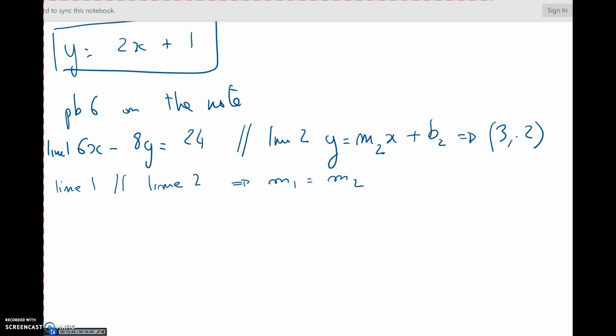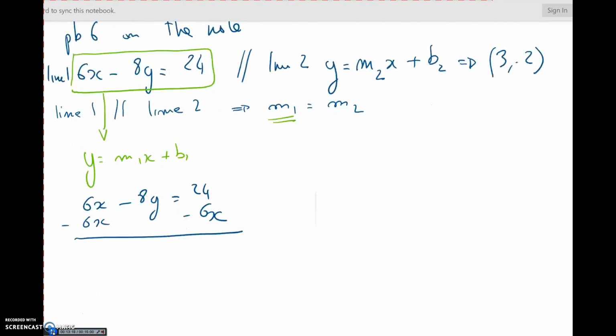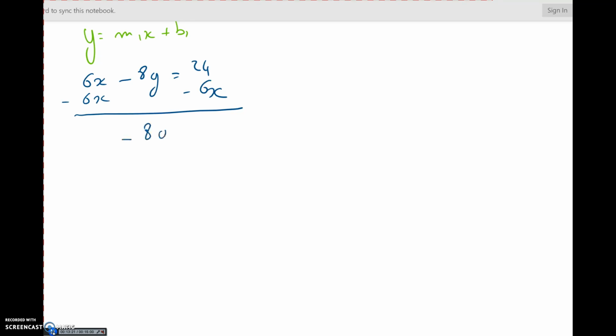How to find the slope number 1? Well, I have the equation of the line. The equation of the line is 6x minus 8y equals 24. So to find m1, I need to transform that into y equals m1x plus b1. So basically, I need to transform that into y standing by itself. So for that, I'm going to rewrite the equation. 6x minus 8y equals 24. I'm going to subtract 6x from both sides because I'm looking for y standing by itself. I end up with negative 8y equals negative 6x plus 24.